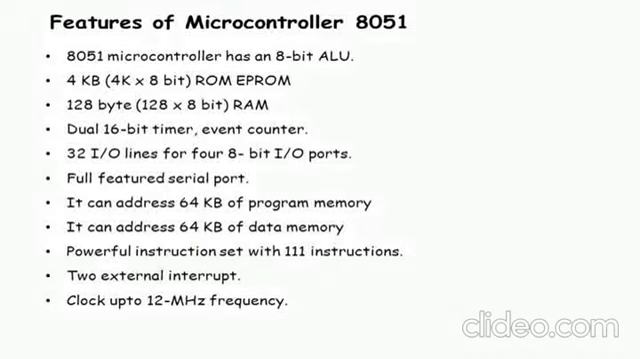So this 8051 has a total of 111 instructions. In that you have single byte instructions, 2 byte instructions, and 3 byte instructions. In these 111 instructions, 49 instructions are single byte instructions, 45 instructions are 2 byte instructions, and 17 instructions are 3 byte instructions. Okay, each instruction size I am talking about. So 17 are 3 byte, 45 are 2 byte, and 49 are single byte.